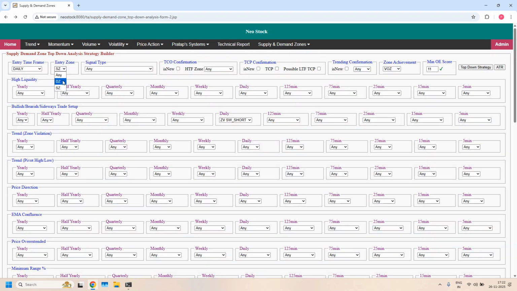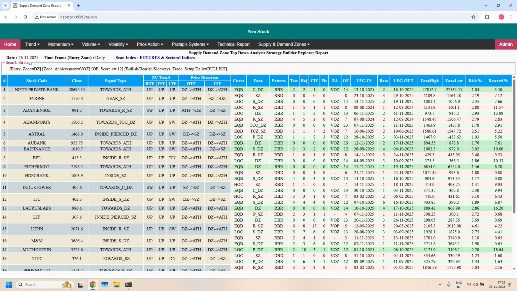Next, bullish trade setup for monthly income trade, entry time frame zone, daily demand zone. Here bullish and minimum odd enhancer score 12. First 18 stocks in the list supporting bullish trade setup for monthly income trade, and all the entry time frame zones are daily demand zones.